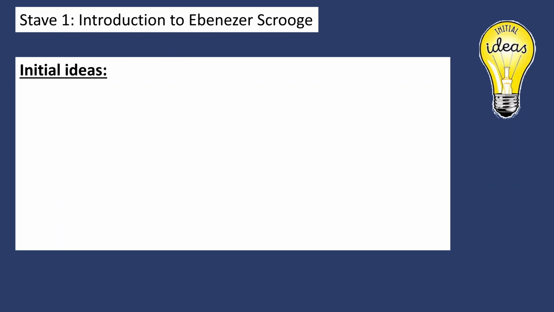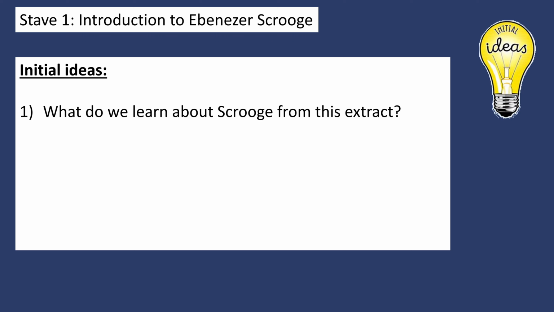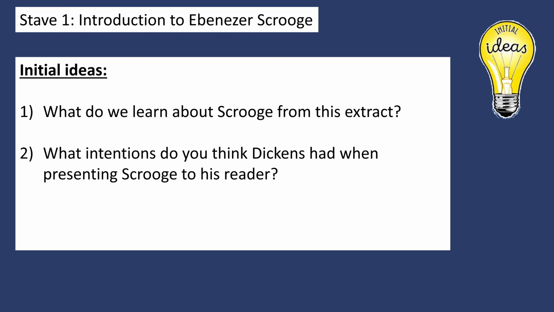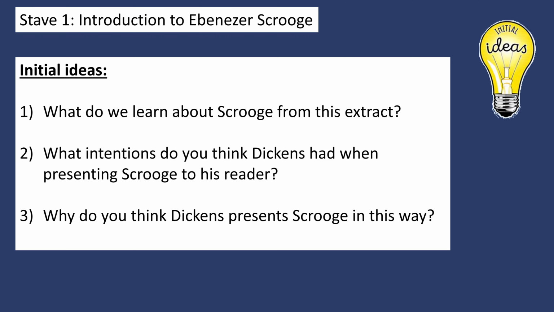You do now. So initial ideas then, what I'd like you to do is pause the video and answer these 3 initial questions about Scrooge and about the way that Dickens presents him to us at the beginning of the novella. So what do we learn about Scrooge from this extract? What intentions do you think Dickens had when presenting Scrooge to his reader? What did he want his reader to think about Scrooge? And why do you think Dickens presents Scrooge in this way? So pause the video now, literally like a sentence for each of these will be absolutely fine, and then we'll go through.